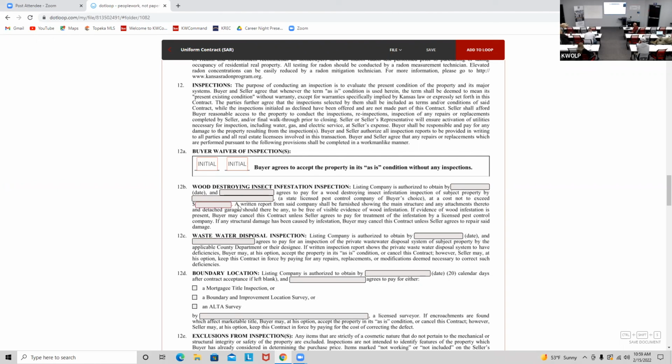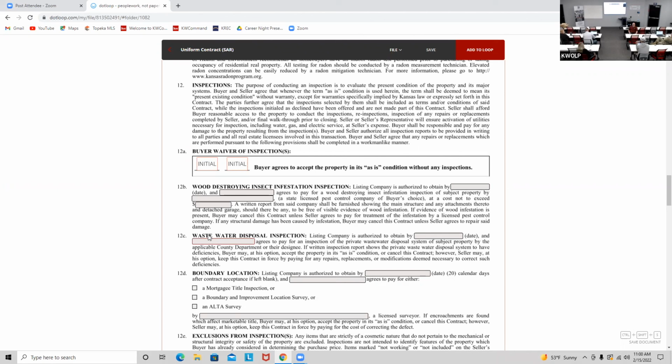A written report from said company shall be furnished showing the main structure and any attachments thereto, and detached garage, should there be one, to be free of visible evidence of wood infestation. If evidence of wood infestation is present, the buyer may cancel the contract unless the seller agrees to pay for the treatment of the infestation by a licensed pest control company. And if any structural damage has been caused by the infestation, the buyer may cancel the contract unless the seller agrees to repair said damage.